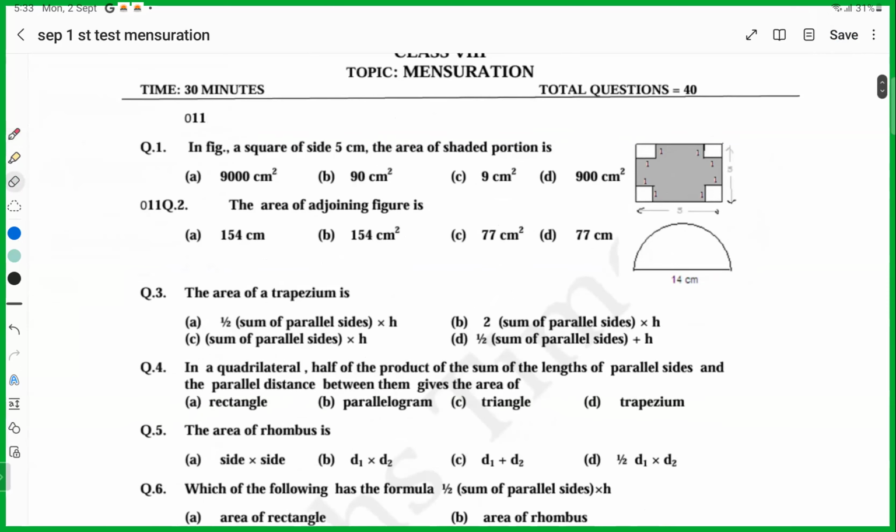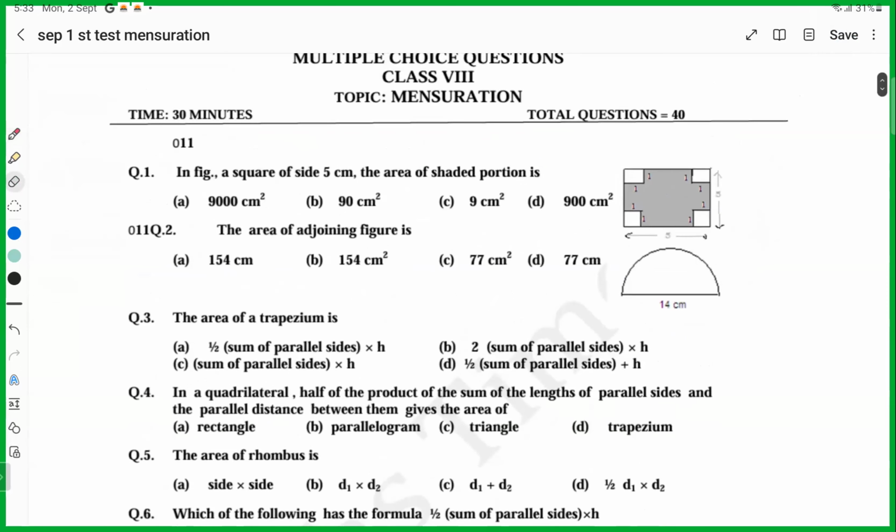Sir, it was marked wrong for me, sir. Yes, sir, for me too. The area should be in square, right? Centimeter square, but it was given as 77 centimeters. The correct answer is pi by 2 r square, but you gave correct marking for D, sir.